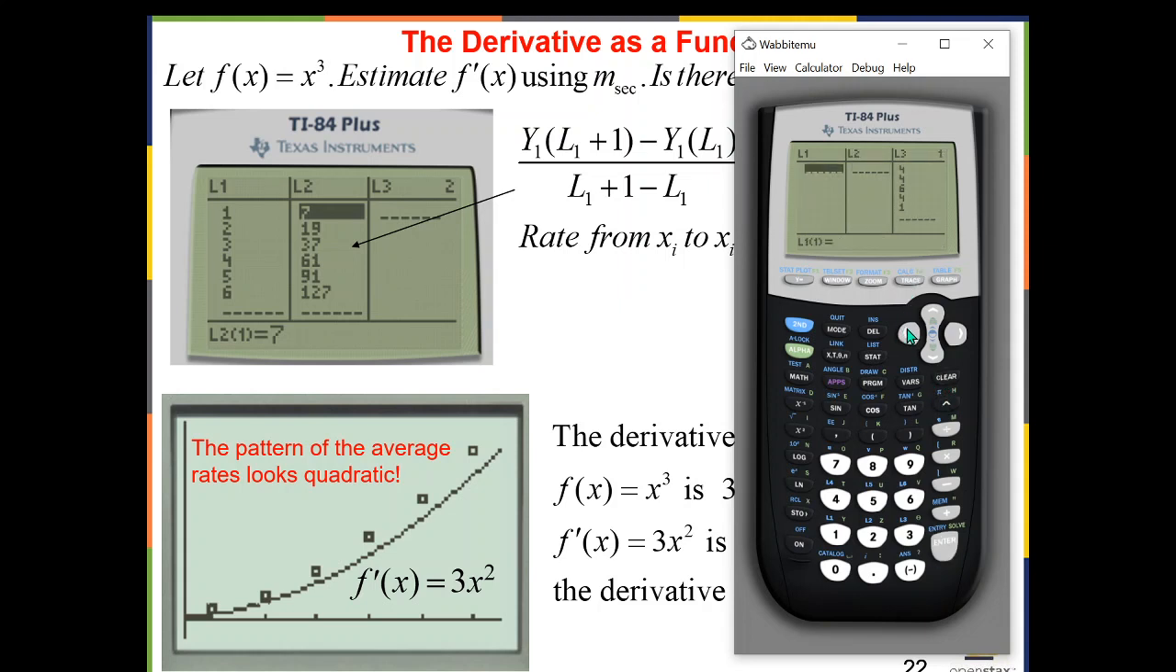Then in L1, I'm just going to put my numbers 1, 2, 3, 4, 5, 6. And that's good enough. So in L2, what I'm going to do is this. I'm going to go to L2, the title.